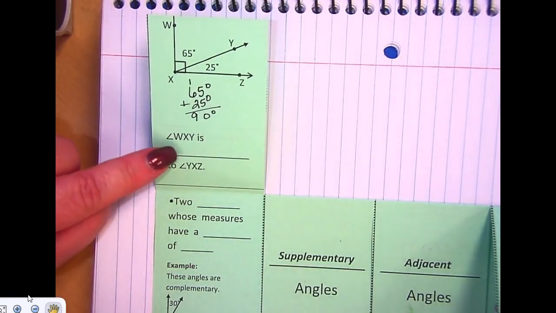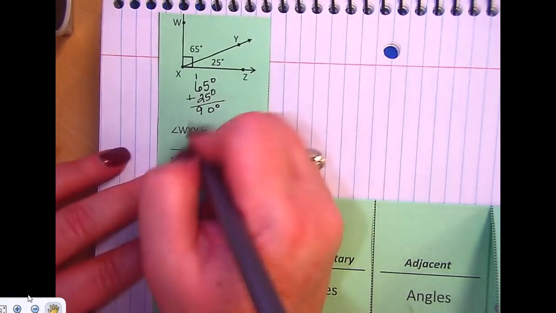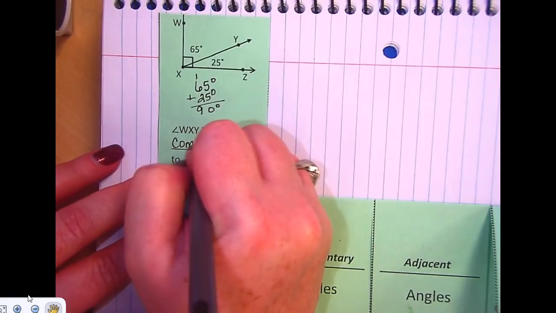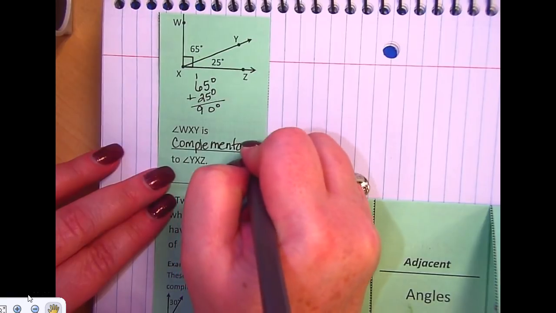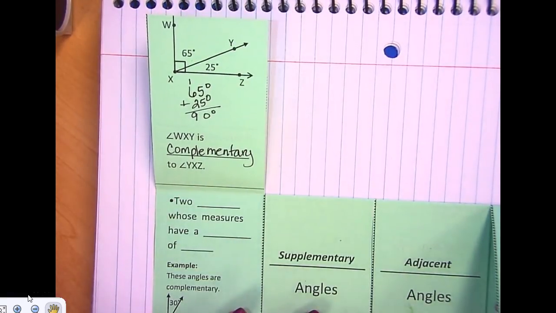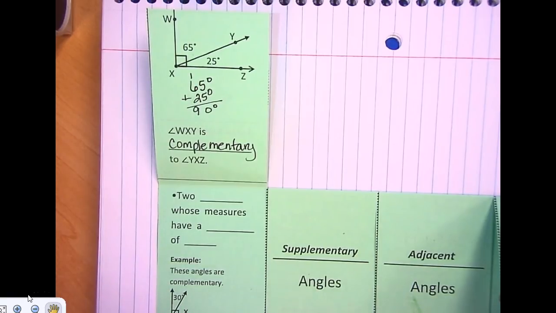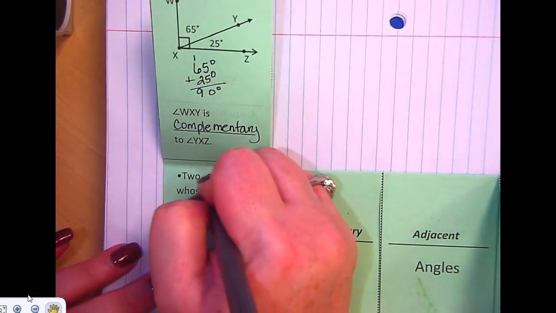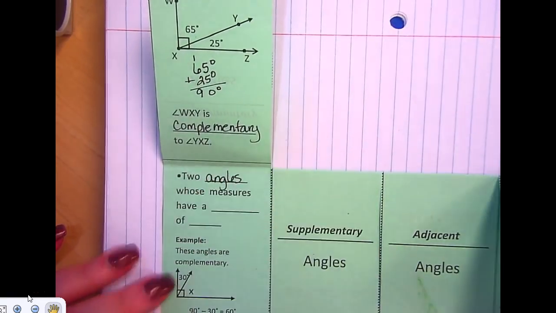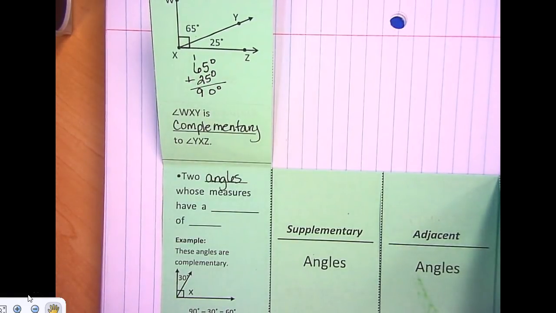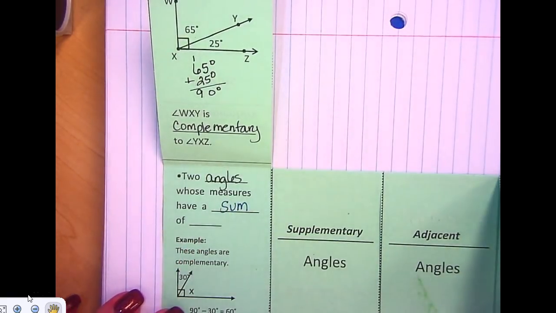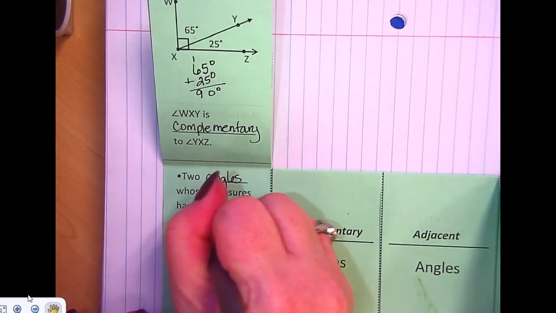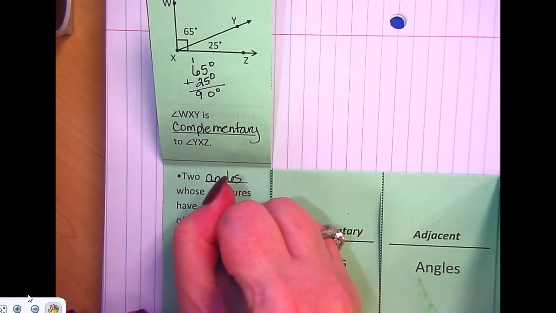So you would say that angle WXY is complementary to angle YXZ. So the definition is two angles whose measures have a sum of 90 degrees. Sum means you add. A sum of 90 degrees. Make sure you're using your degree mark.